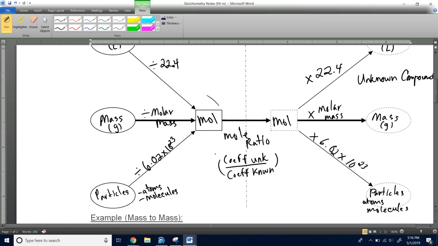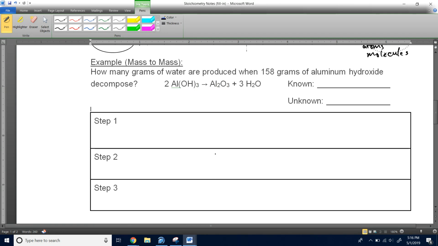So our next step, we're going to do an example going from mass to mass of this word problem. The word problem states: how many grams of water are produced when 158 grams of aluminum hydroxide decompose. With this, the first thing we want to do is underline what's given. What is the given value in our problem statement? Well, that given value is 158 grams of aluminum hydroxide.